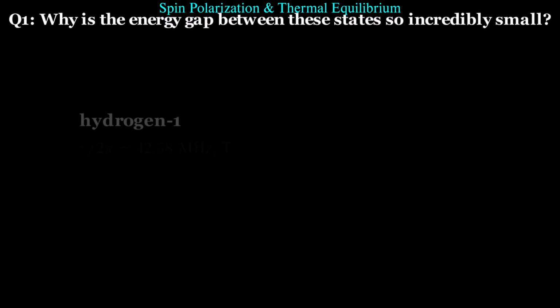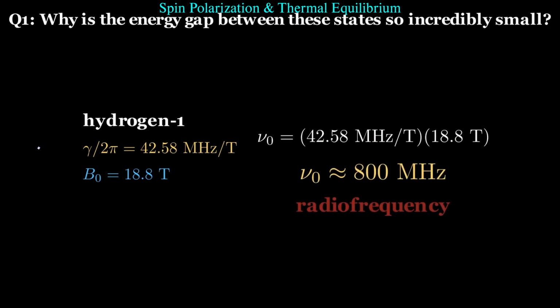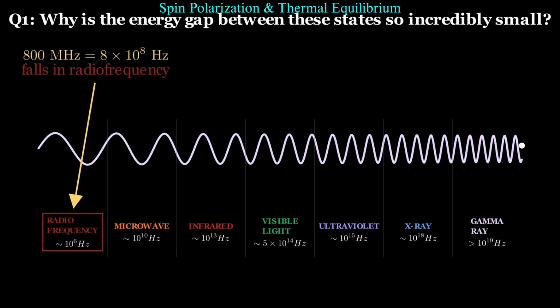And I can show you that with some simple math. So for hydrogen 1, the gyromagnetic ratio in hertz is 42.58 megahertz, or 42.58 million hertz. Let's say that we're working with a strong NMR with a magnetic strength of 18.8 Tesla. Multiplying gives us 800 million hertz, or 800 megahertz. And on the electromagnetic spectrum, that falls exactly into the range of radio waves. So the frequency we have to work with is radio frequency.